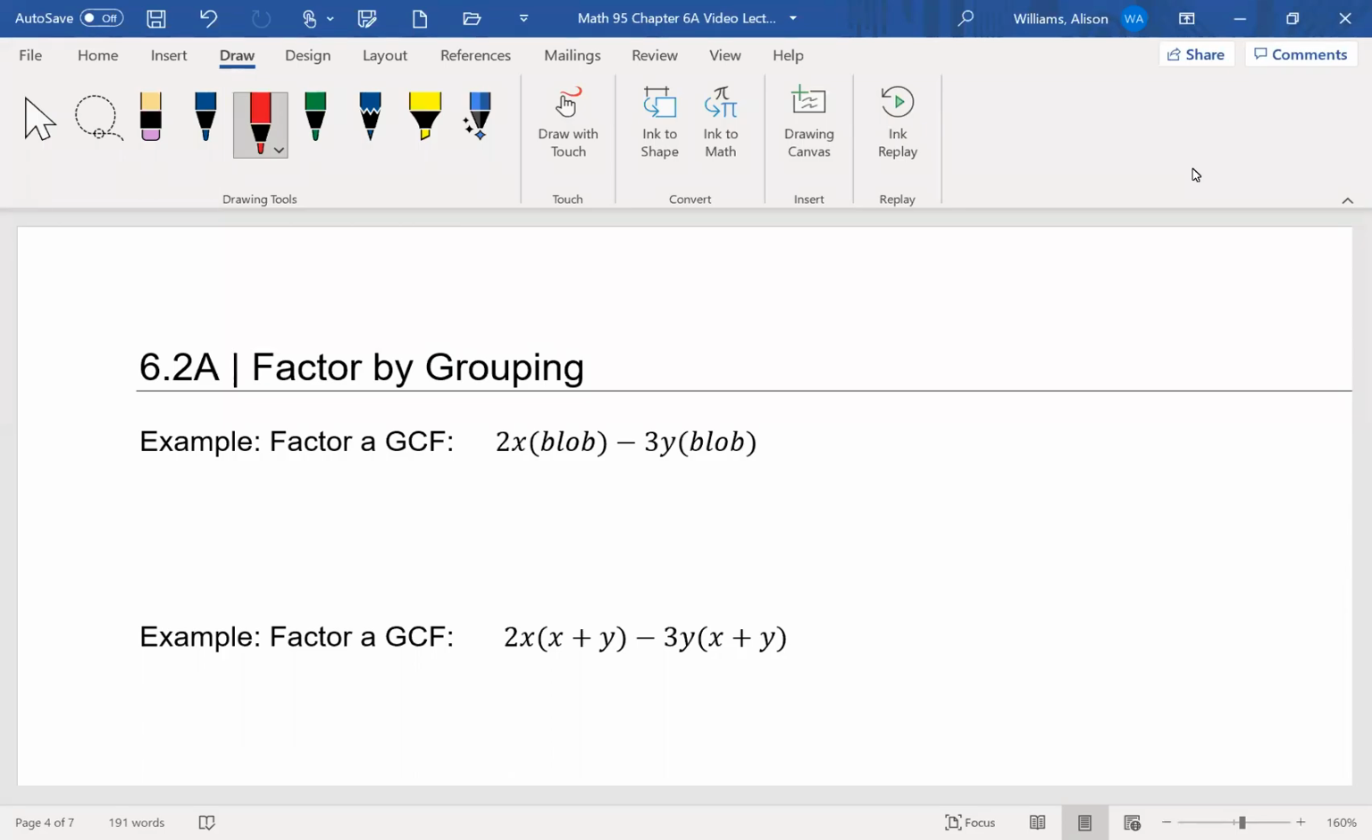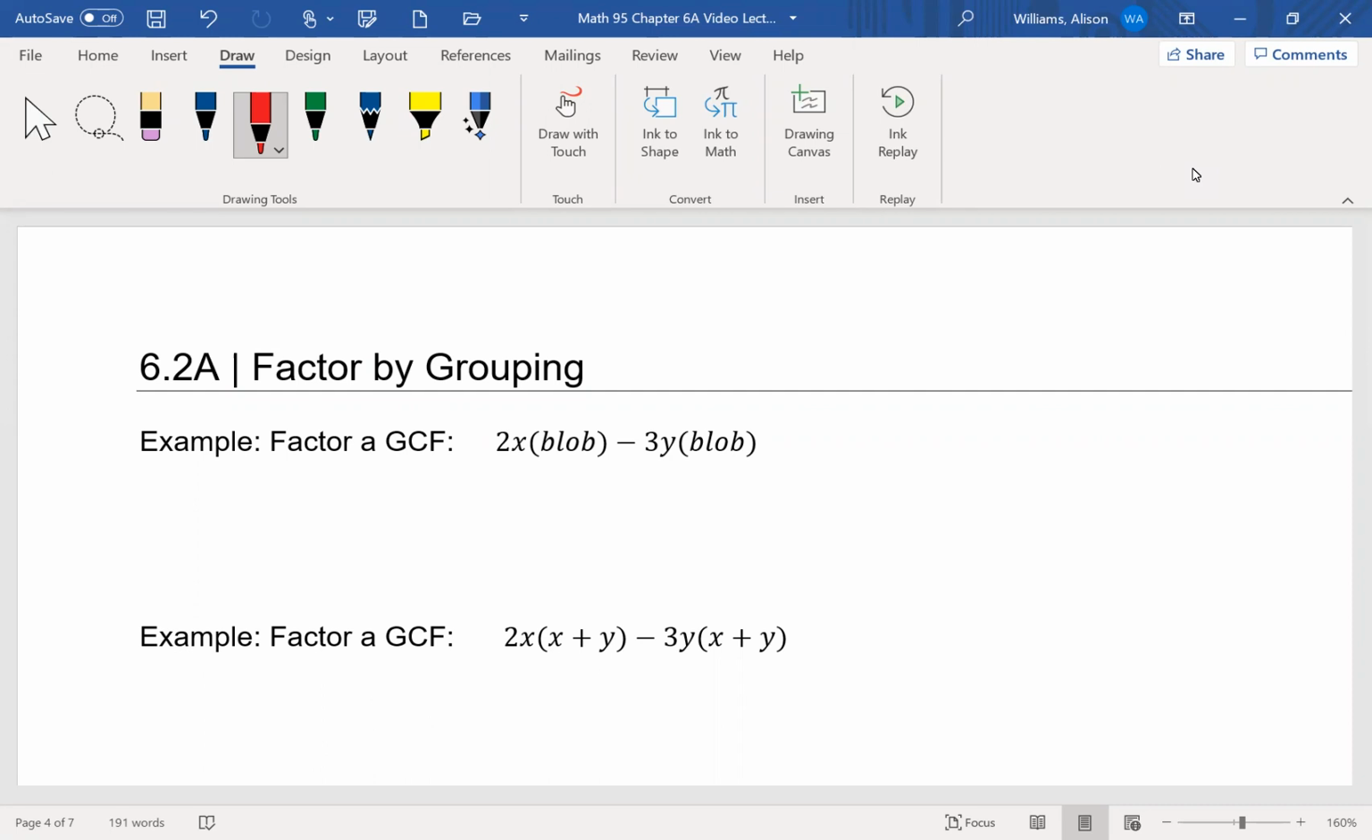In this video, we're going to talk about factor by grouping. Factor by grouping relies very heavily on the greatest common factor method that we had seen in the previous video. Before we do that, I have a really silly example I want to do, but I find that it visually helps students understand how factor by grouping works.